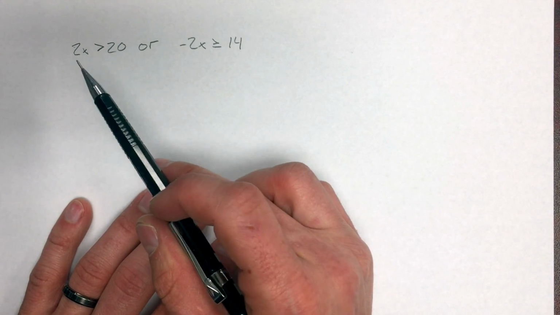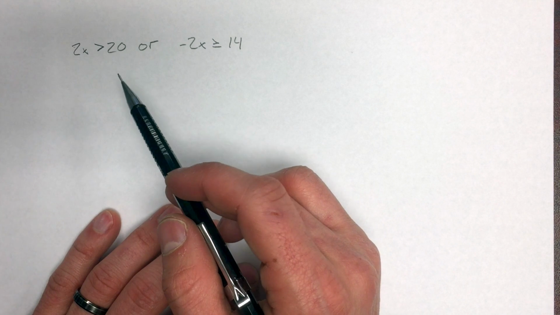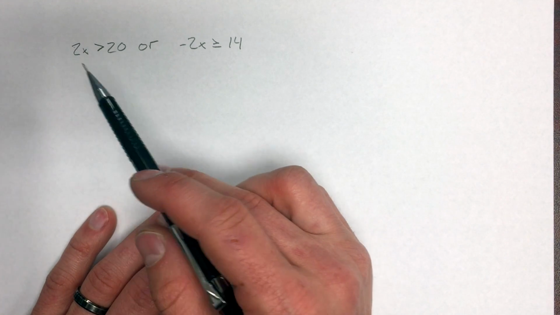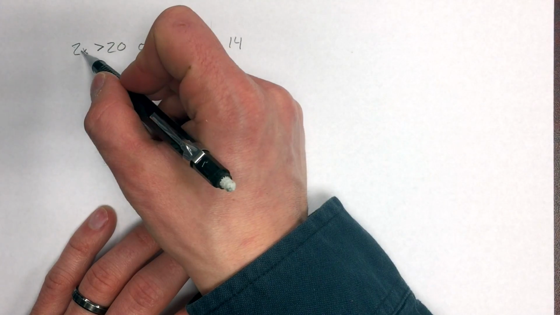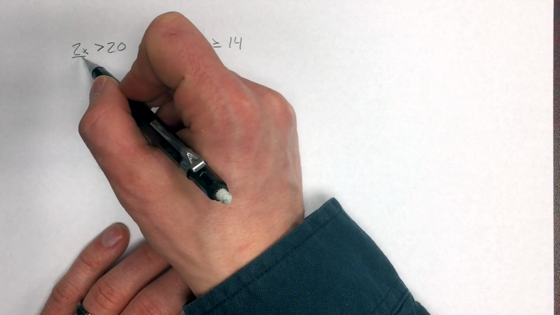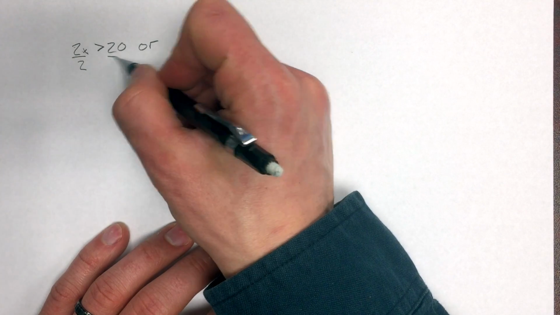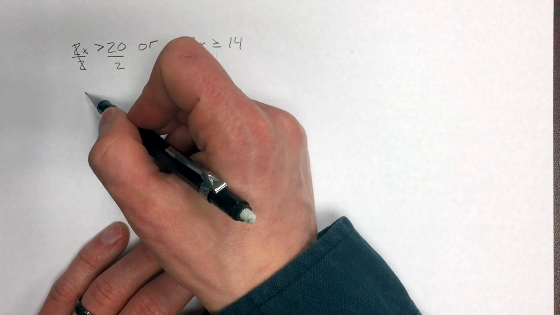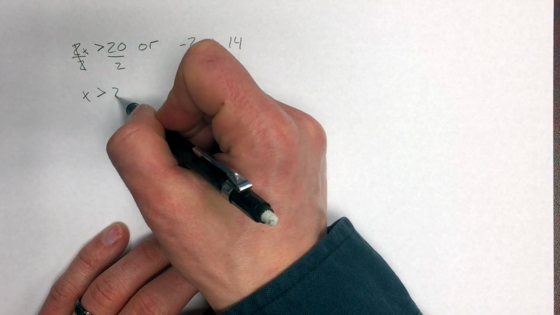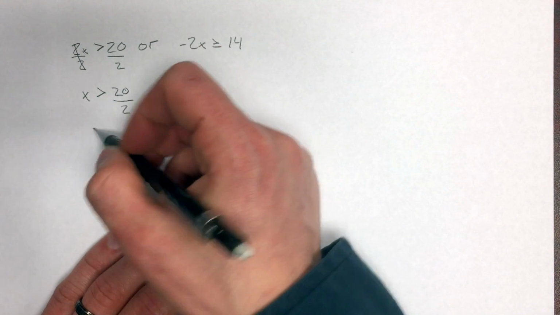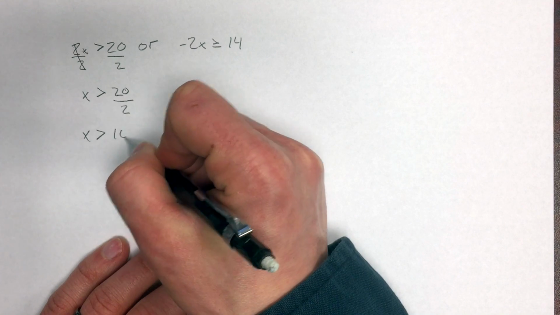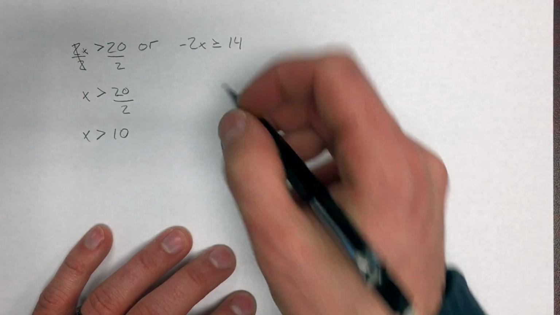Let's start with the 2x is greater than 20. We have to do an inverse operation. So the inverse operation of 2 multiplied by x would be to divide by 2, correct? And then we're going to divide each side by 2, and we're going to end up with x is greater than 20 divided by 2, which is 10. X is greater than 10.